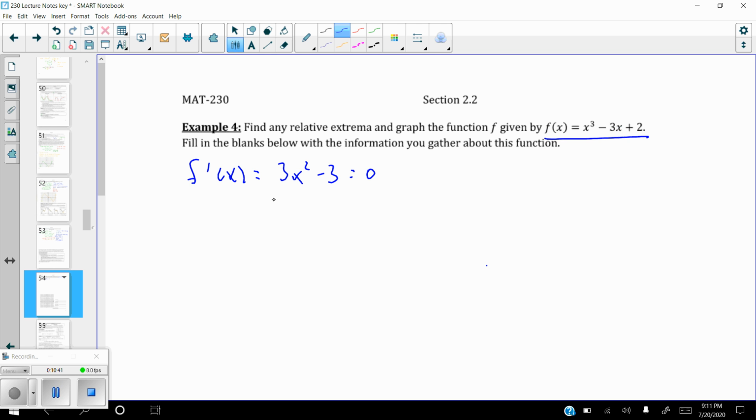So we can factor out a 3 or divide a 3 out. So we get x squared minus 1 equals 0. So x is going to equal plus or minus 1. So we've got our critical values at positive and negative 1. Let's figure out where it's increasing and where it's decreasing.